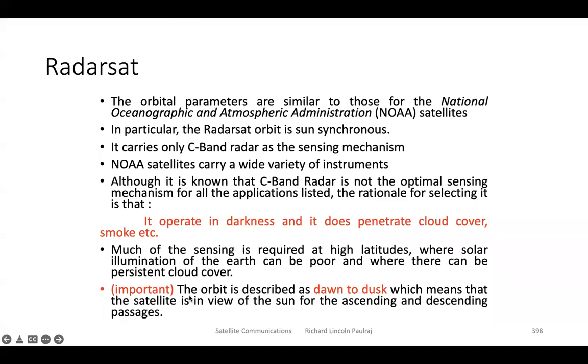Now there is a concept called dawn to dusk. What is it? The orbit is described as dawn to dusk, which means that the satellite is in view of the sun for the ascending and descending passages. So the sun and the satellite are visible during the ascending and the descending. This is called dawn to dusk.